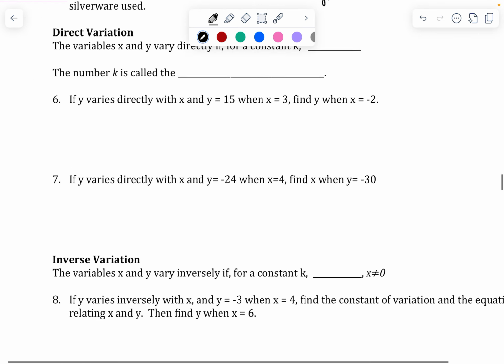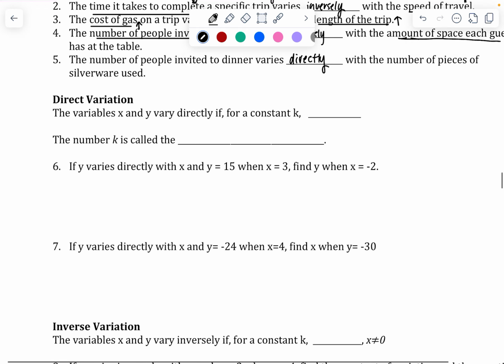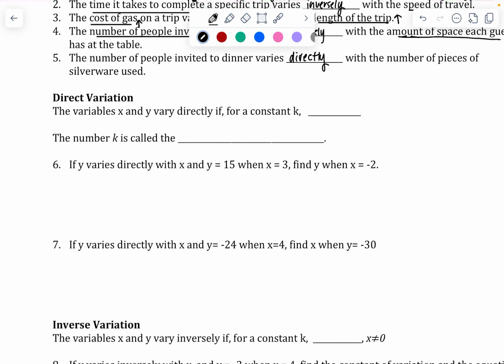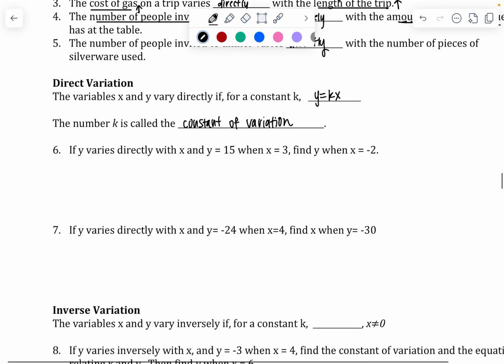Okay, as we are writing and solving these equations, it's a two-step process. If variables x and y vary directly for some constant k, your equation is going to be y equals k times x. It's a linear equation, and k is the slope, and it gets a special name called the constant of variation. Your first step is to find what that value is, and they're going to give you enough information to be able to solve for it.